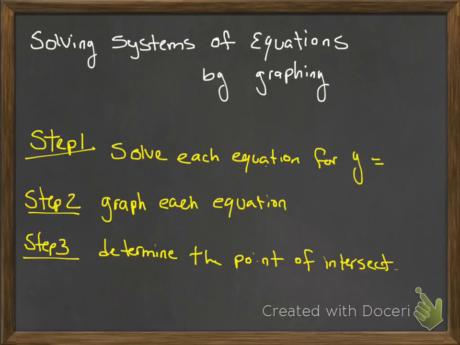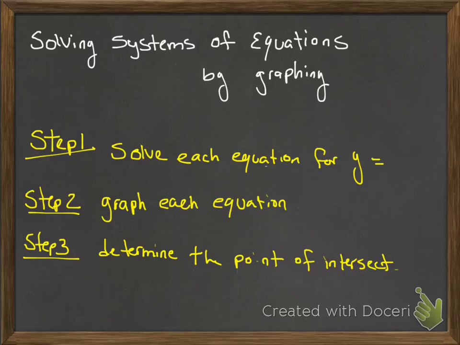Solving systems of equations by graphing. So when you go to solve systems of equations by graphing, you're first going to solve each equation and set it equal to y, because that's the easiest way to graph. You're then going to graph each equation that you're given. Usually it's 2 equations. Then you're going to determine the point of intersection.